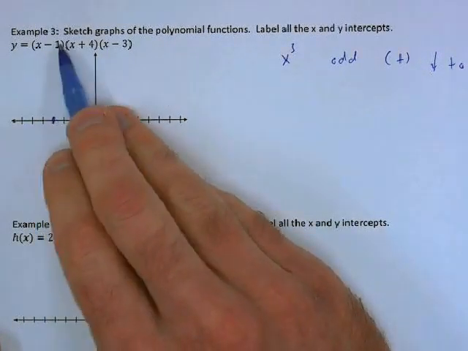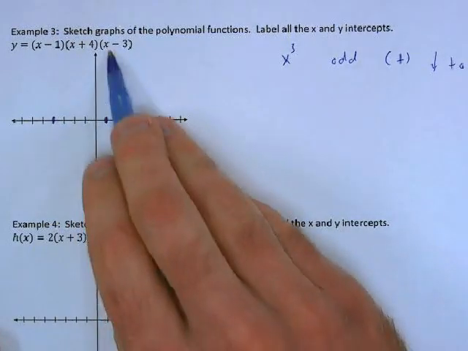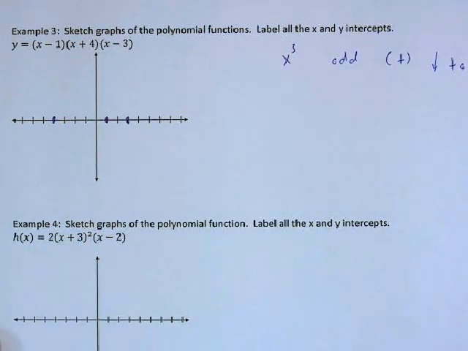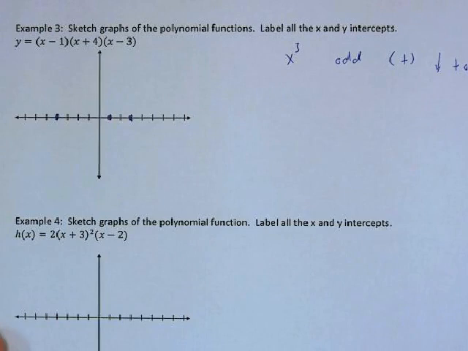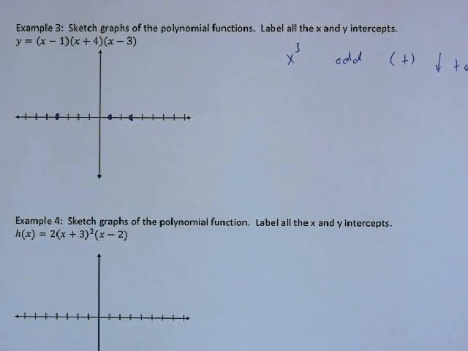Well, this is x minus 1 to the first power, x plus 4 to the first power, x minus 3 to the first power. So like we said on the first page of these notes, if it has a multiplicity of 1, and not a multiplicity of 1, but any odd multiplicity, it could be 3, 5, 7, or whatever, then it's going to go through that point. And if it has an even multiplicity, it's going to bounce at that x-intercept.